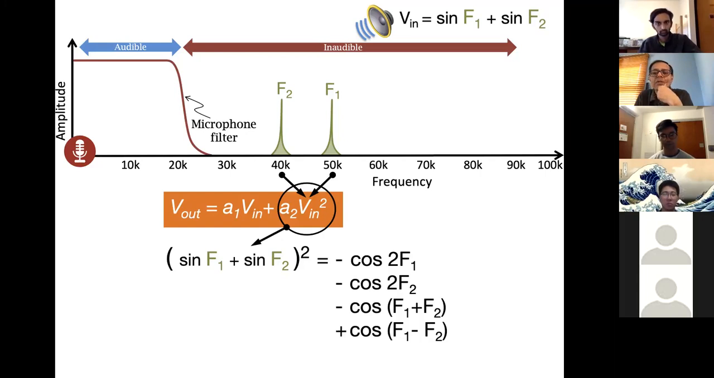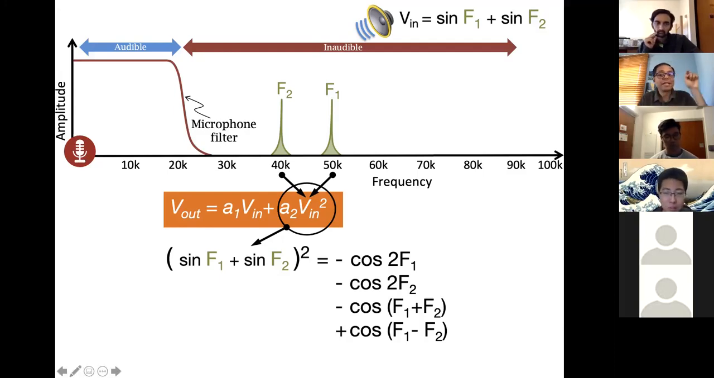Someone tell me what am I going to say next? Where is 2F1 in the frequency spectrum? 80 kilohertz. Where is 2F2? 100 kilohertz. Where is F1 plus F2? 90 kilohertz. Where is F1 minus F2? 10. Where is 10? That's audible. That's audible. Right?